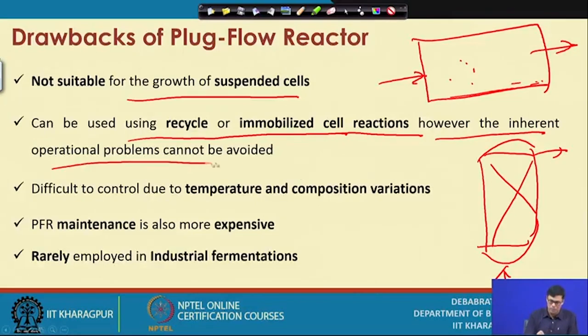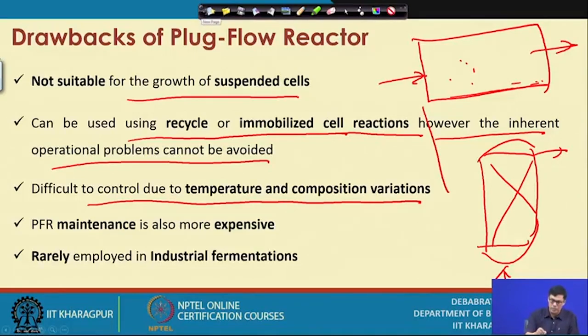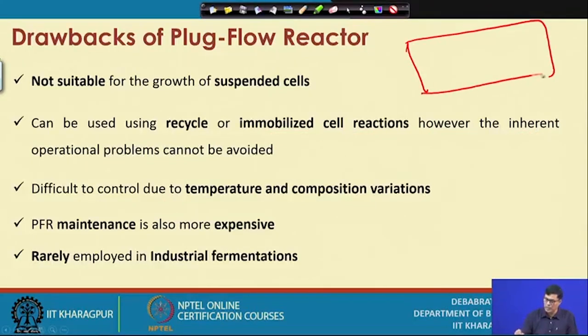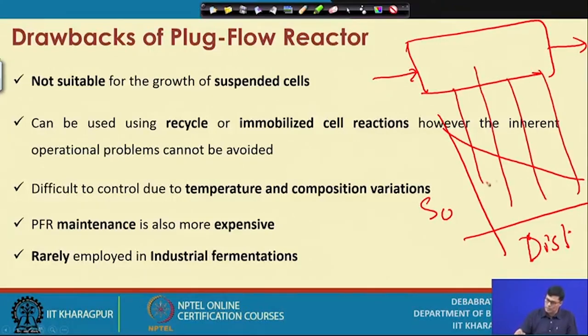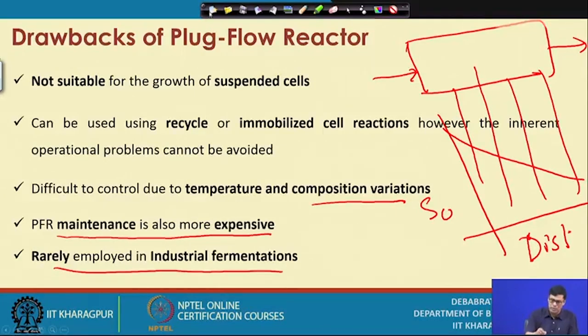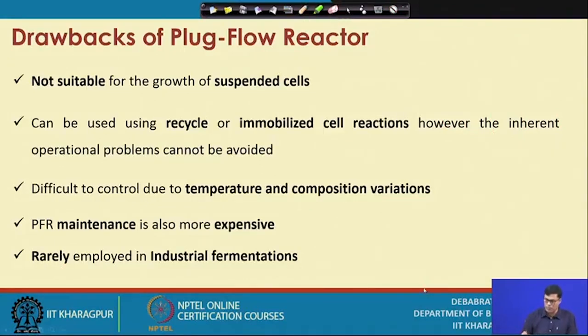However, the inherent operational problem cannot be avoided: there should not be any back mixing. It is difficult to control the temperature and composition variation. If you make a concentration profile with respect to distance, at different distances your substrate concentration will be different. Temperature is difficult to control because heat transfer will not be proper. Plug flow maintenance is also more expensive and it is rarely employed for industrial purposes. So the plug flow reactor is rarely used.